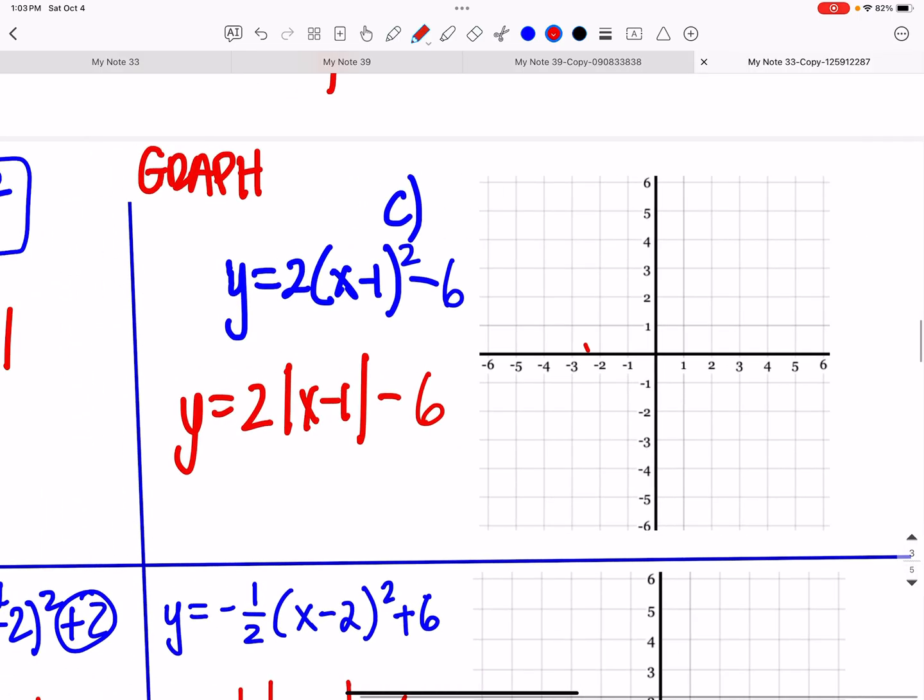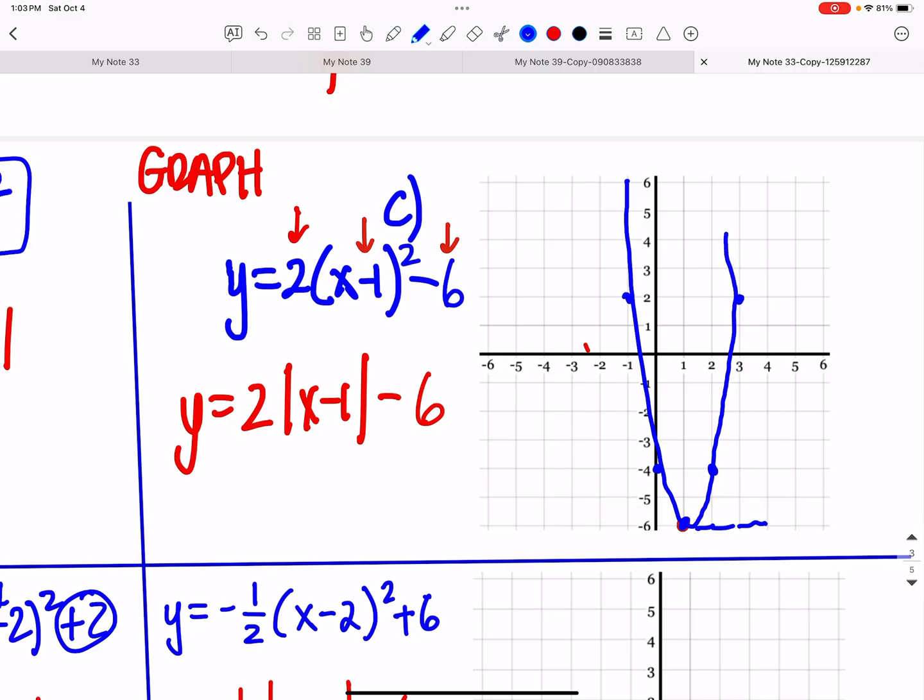Over here, what does this 2 do? It just means now it's going to grow twice as fast. So you know where it starts. This thing's going to start 1 to the right and 6 down. So it's going to start there. And now instead of growing by 1, 4, and 9, it's going to grow by 2. And then it's going to grow by 8. And then if I go over 3, it's going to grow by 18, which would be really high up there. So you could see that this thing is pretty narrow. It's growing very fast.